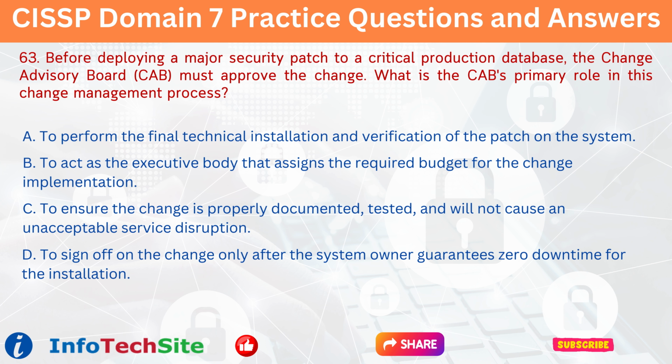63. Before deploying a major security patch to a critical production database, the Change Advisory Board, CAB, must approve the change. What is the CAB's primary role in this change management process? A. To perform the final technical installation and verification of the patch on the system. B. To act as the executive body that assigns the required budget for the change implementation. C. To ensure the change is properly documented, tested, and will not cause an unacceptable service disruption. D. To sign off on the change only after the system owner guarantees zero downtime for the installation.